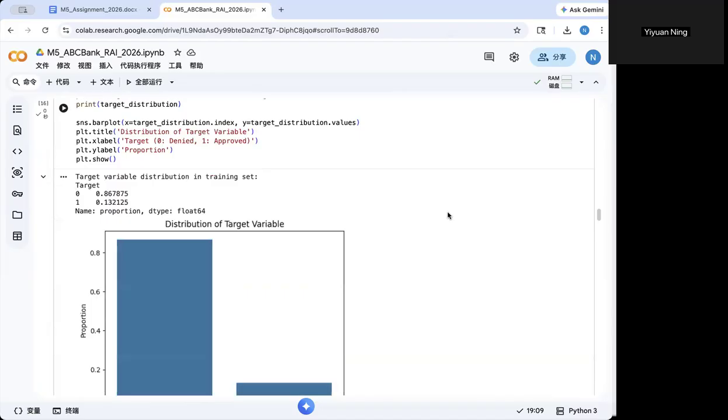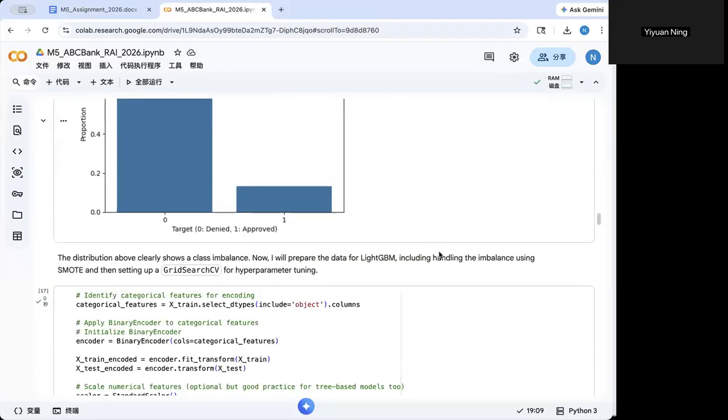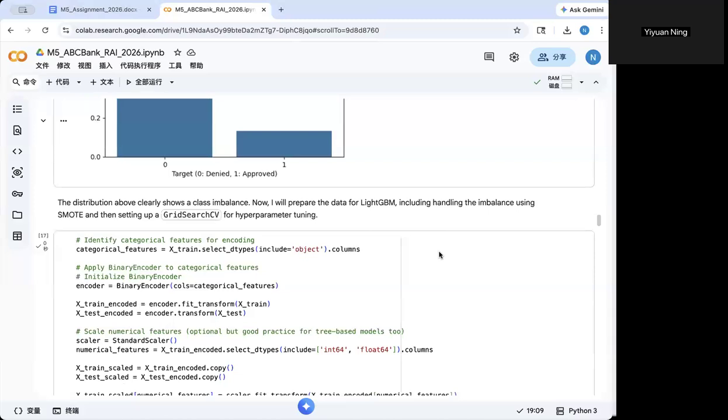Next, I looked at the distribution of the target variable and found that the class with target equals 1 represented only 13% of the dataset, which indicates a severe class imbalance. To handle this problem, I used SMOTE during the model development process to generate synthetic samples for the minority class and improve class balance.